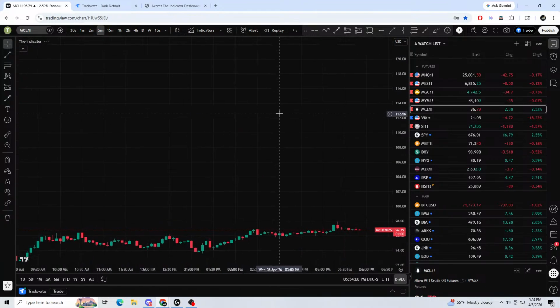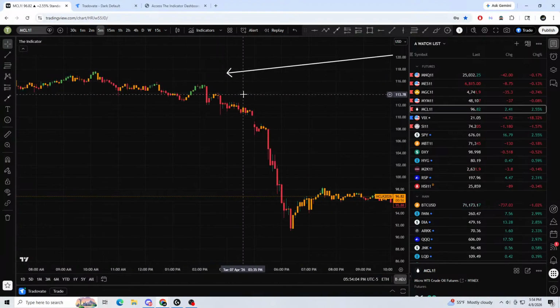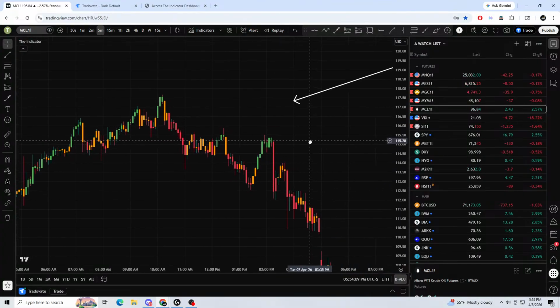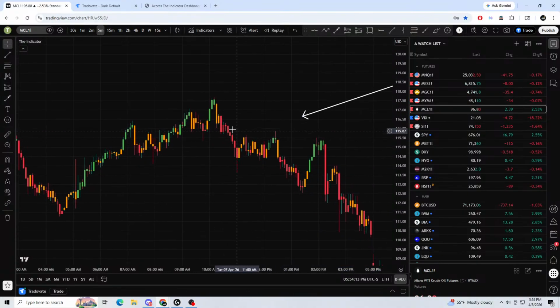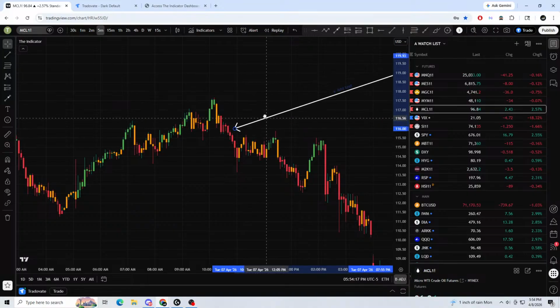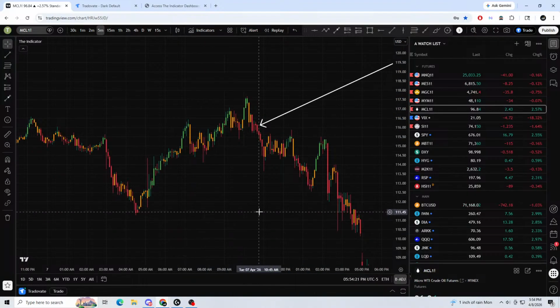Let's go to the 5-minute and look at that. I'm actually kind of curious here. What did the indicator tell us? Wow, yeah. Showed us like some real weakness right here. That was the exit.